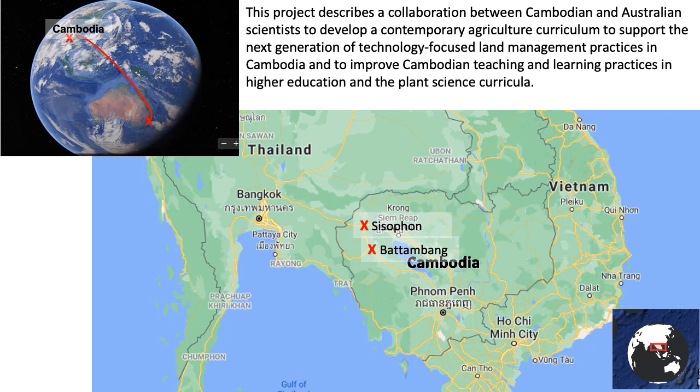The project that we're presenting today describes a collaboration between Cambodian and Australian scientists to develop a contemporary agriculture curriculum to support the next generation of technology-focused land management practices in Cambodia, with the objective to improve Cambodian teaching and learning practices in higher education, particularly in the plant science curriculum. The collaboration covers two provinces in Cambodia, Banteay Meanchey and Battambang, as indicated by the capitals there, Sisophon and Battambang, which is the provincial capital of Battambang.